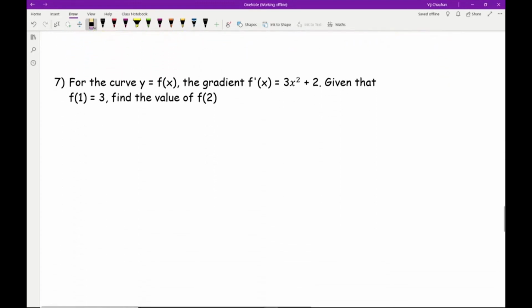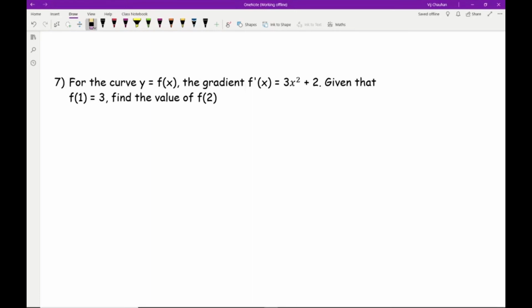So let's have a look at question 7. So here what we've got is a worded question. For the curve y equals f of x, the gradient function of f of x is 3x squared plus 2. Given that f of 1 equals 3, find the value of f of 2.